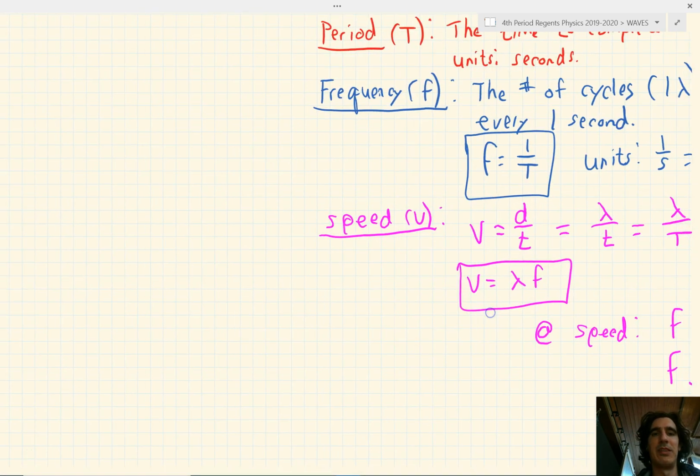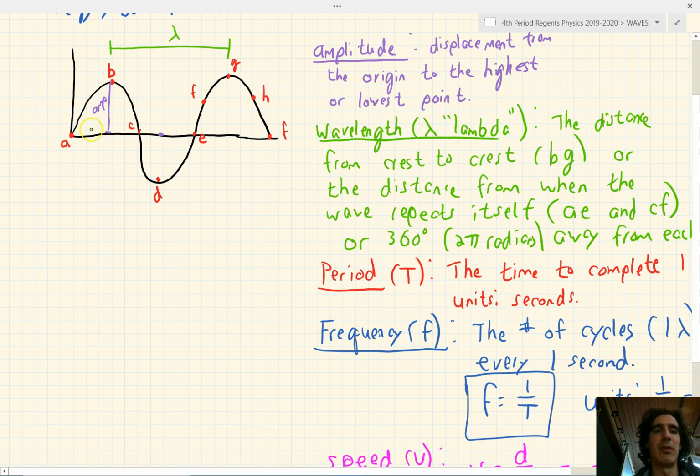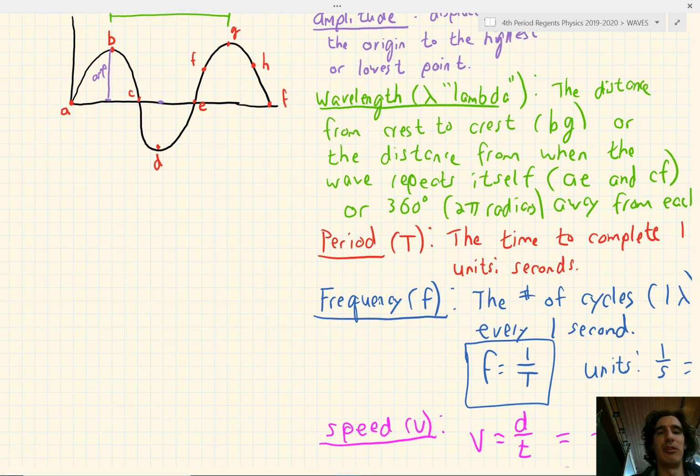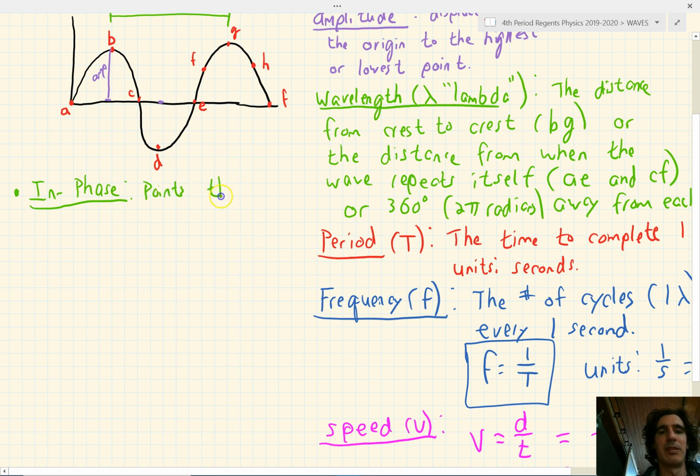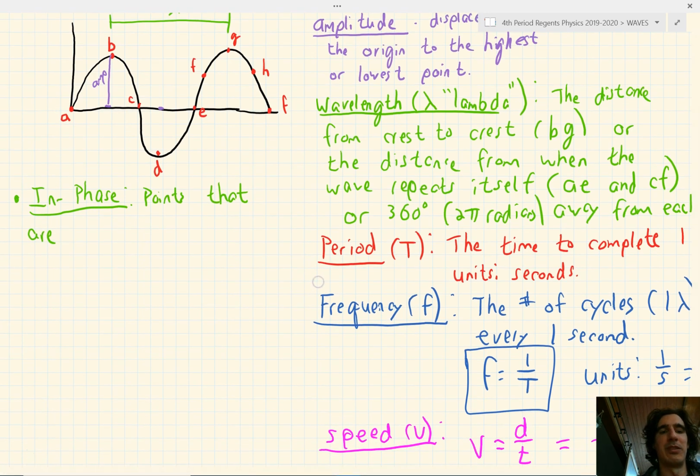What we're going to do next is look at points along the wave. So we have our letters labeled. We're going to look at the relationship between those points. The first one is called in phase. When points are in phase, that means they are points that are increments of one wavelength away from each other. So instead of saying increments, we'll say n lambdas. That means they can be one wavelength away from each other, 2 wavelengths, 3 wavelengths, and so on. But it has to be a whole number. N lambdas away from each other.